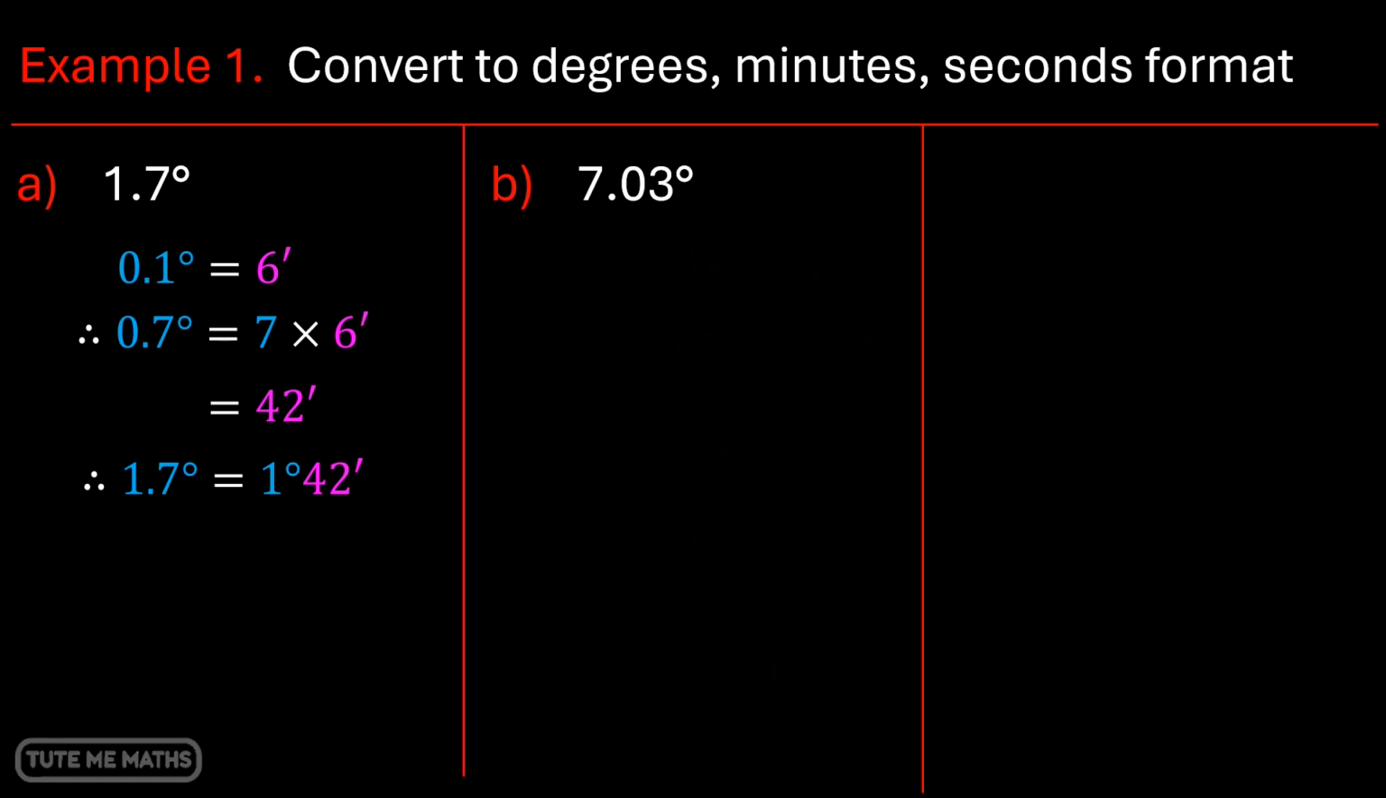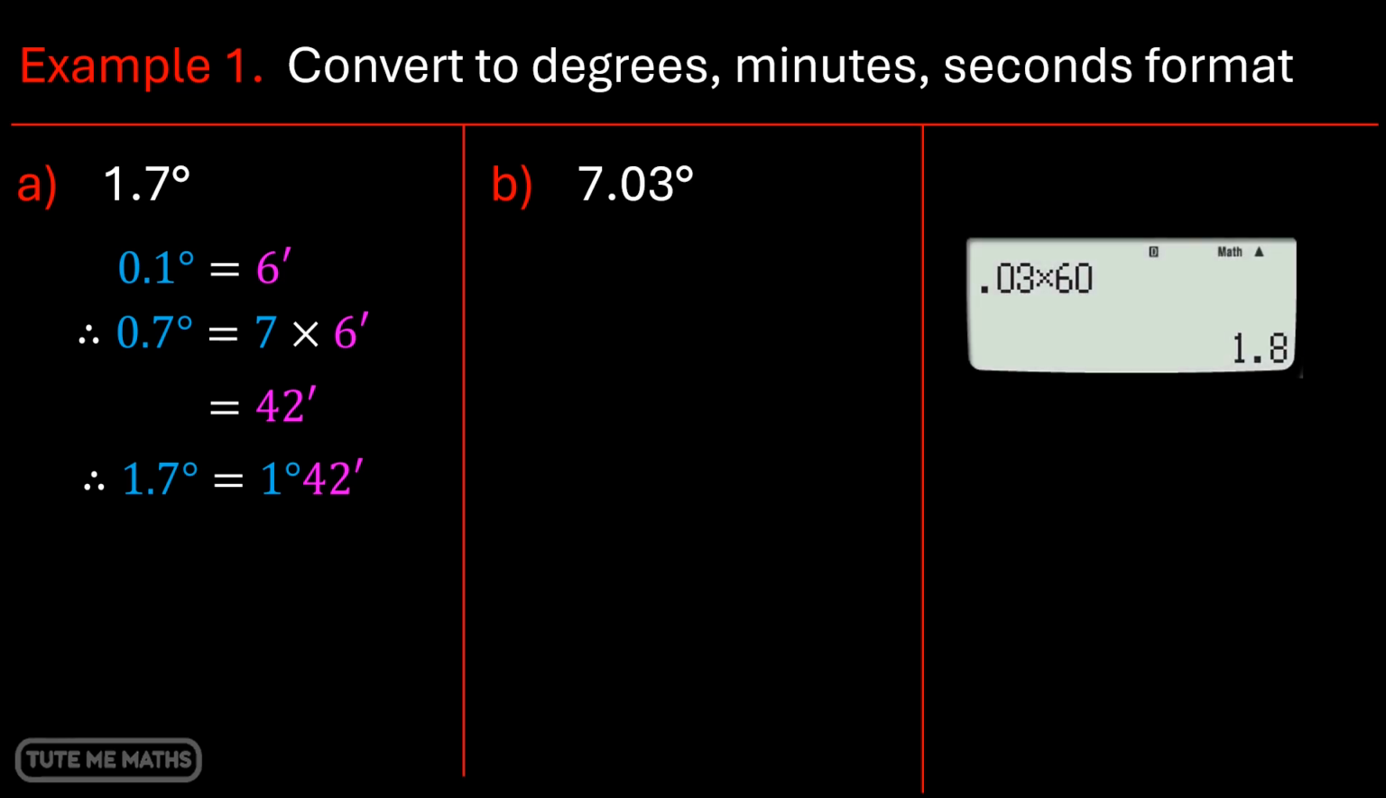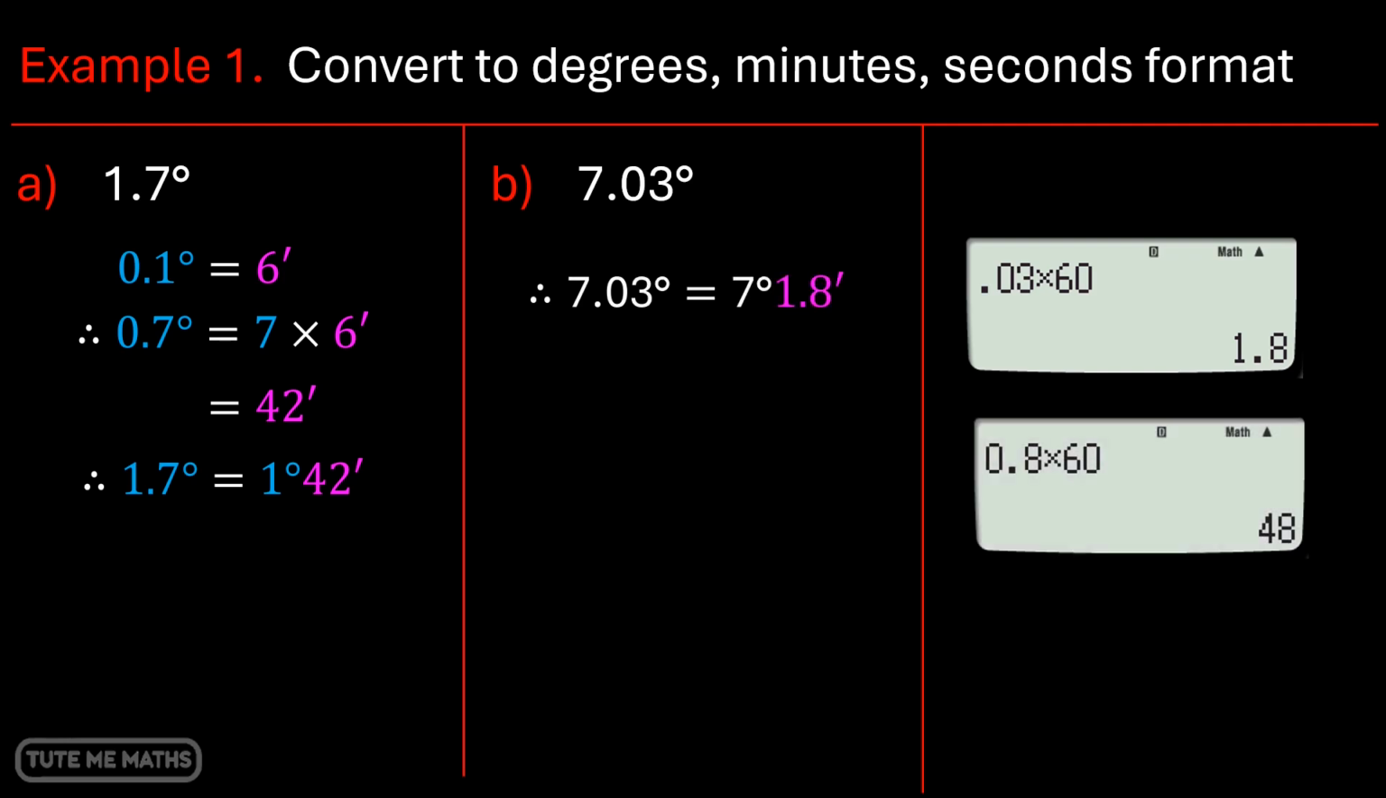Even as the decimals become more difficult, this technique is still useful, particularly when you have access to a calculator without a degrees, minutes and seconds button. Although many of you could probably do this one mentally, I will demonstrate the process using these easier values. 0.03 times 60 gives us the 1.8 minutes. And then we calculate 0.8 times 60 seconds to get the 48 seconds.